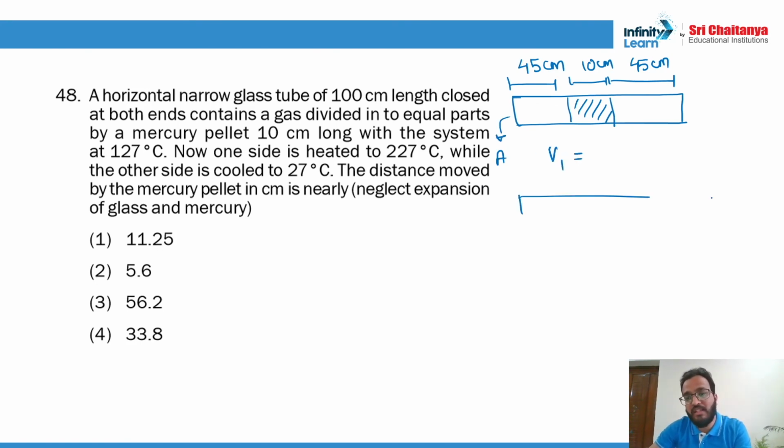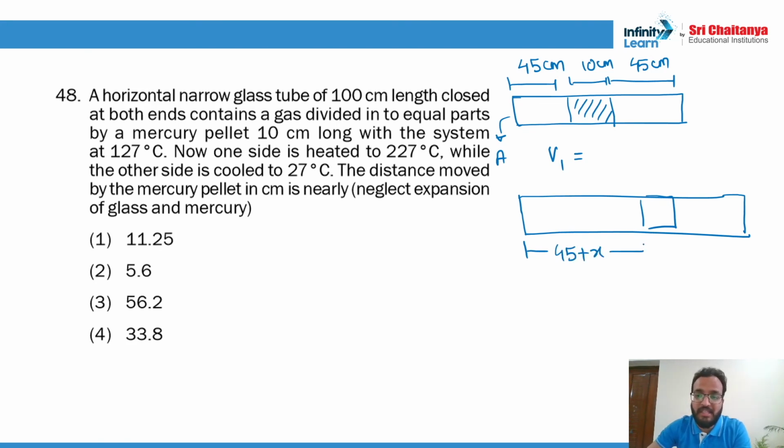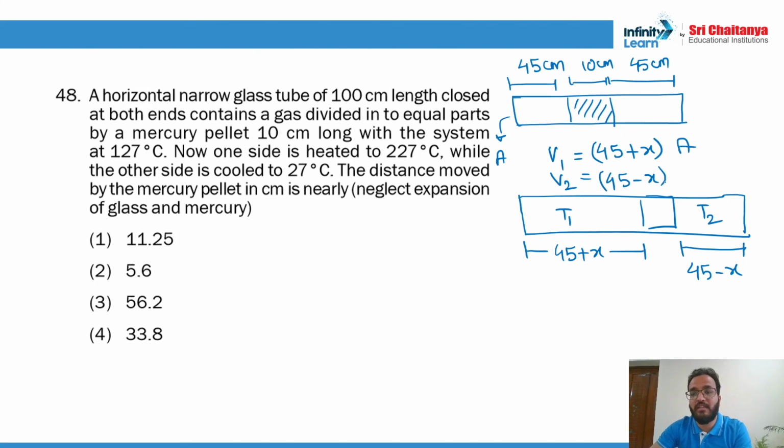Once it is heated, then what happens? It shifts like this. Suppose here it is 45 plus X and here it is 45 minus X. So what is V1? 45 plus X into A. Let's say temperature is T1, temperature is T2. And what is V2? 45 minus X into A.